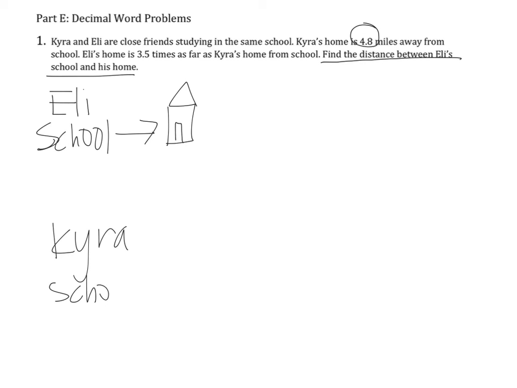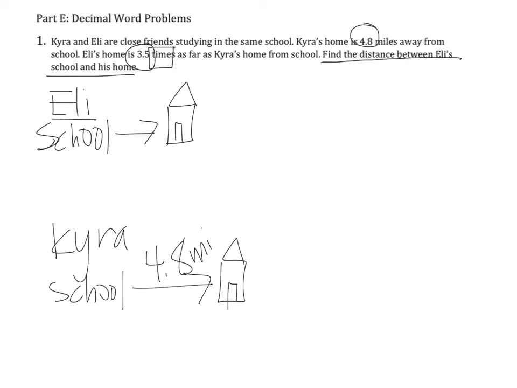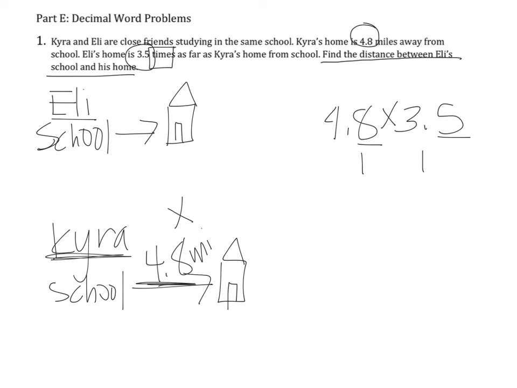so school to home is 4 8/10 miles. And then we know that Eli's home is 3.5 times as far as Kyra's home. So it's 3.5 times as far as that distance. So we know we need to multiply. So we're going to multiply 4 8/10 times 3.5. Well, first let's go ahead and count the numbers behind the decimal. We have 1 here, 1 here. So altogether, my answer should have 2 numbers behind the decimal.